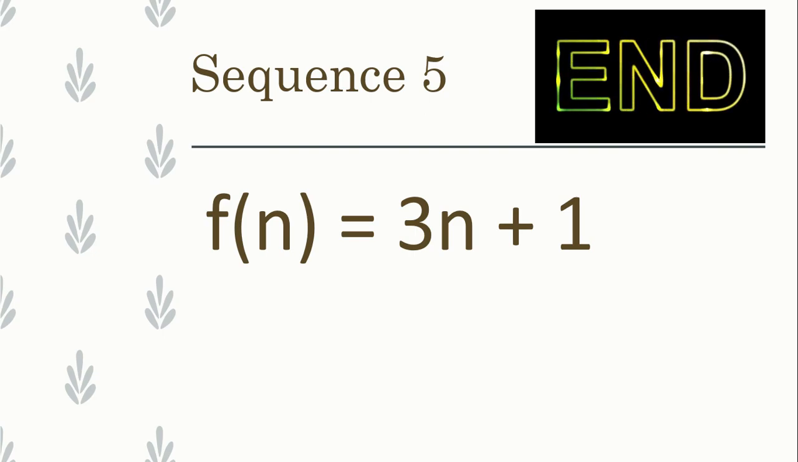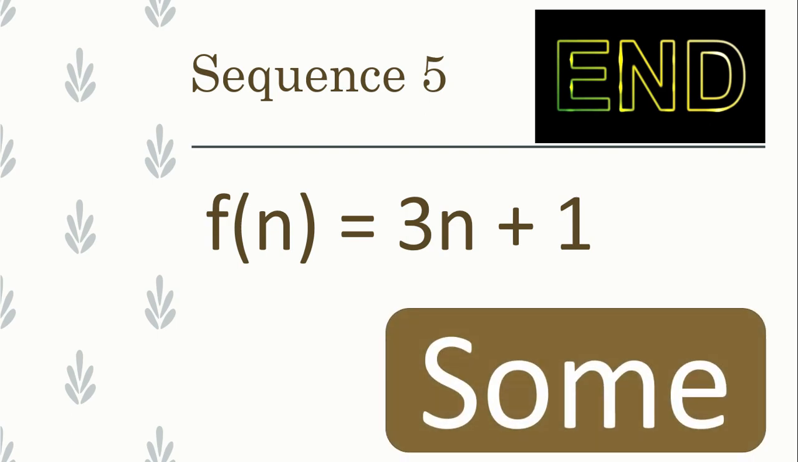Time's up. Let's now check your answer. The answer is some. Not all the terms generated by the rule are divisible by 5. At what value of n do you think the terms will be divisible by 5?